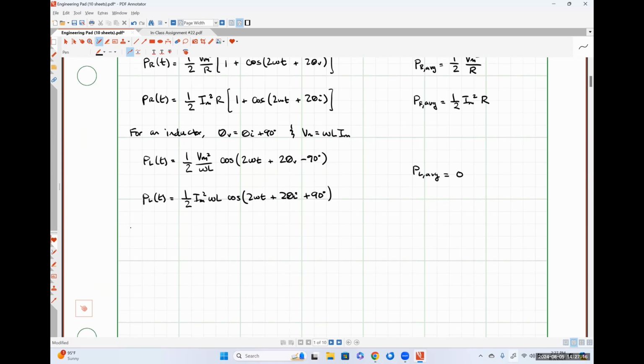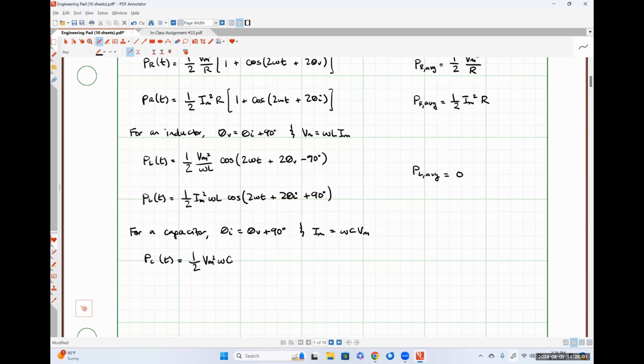Lastly, let's talk about a capacitor. So in a capacitor, we know that theta I is equal to theta V plus 90 degrees. And we know that Im is equal to omega C times Vm. So using these two relationships, that allows us to say that the instantaneous power absorbed by a capacitor is going to be 1/2 Vm squared times omega C.